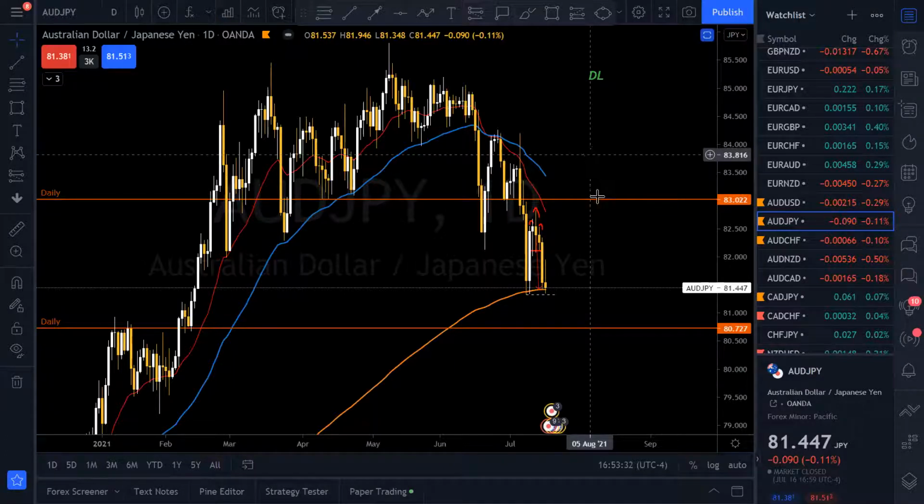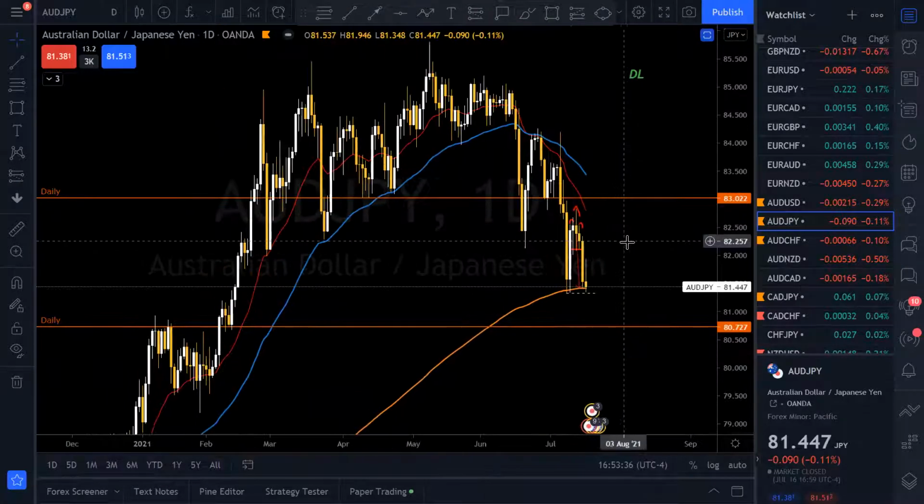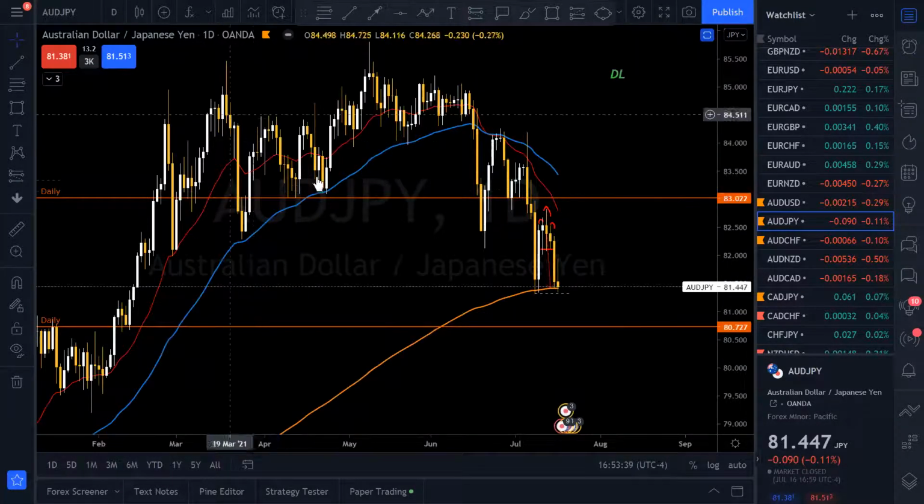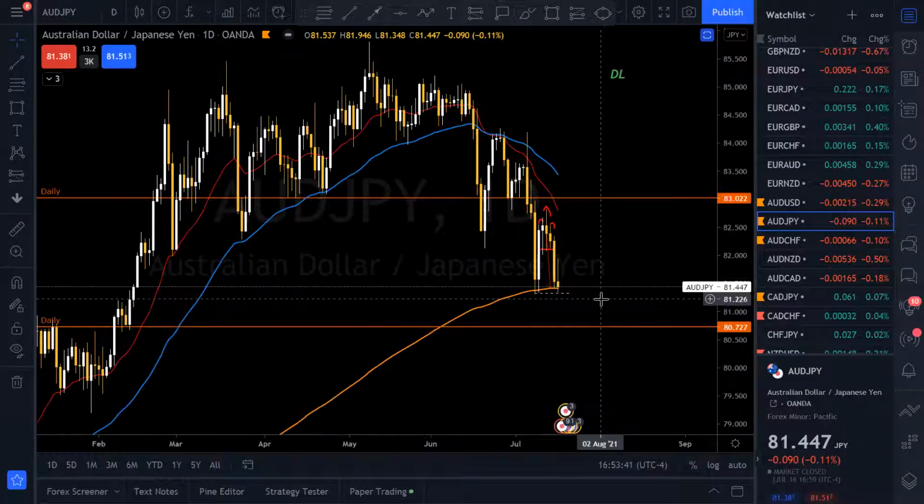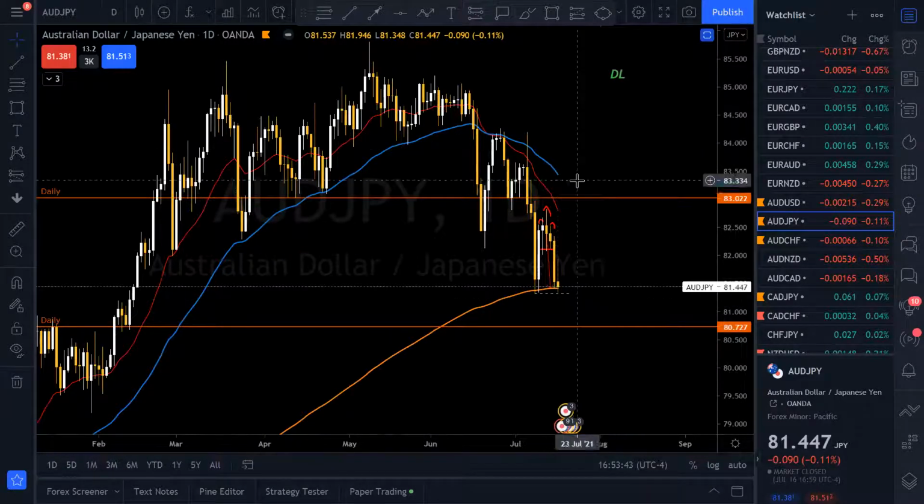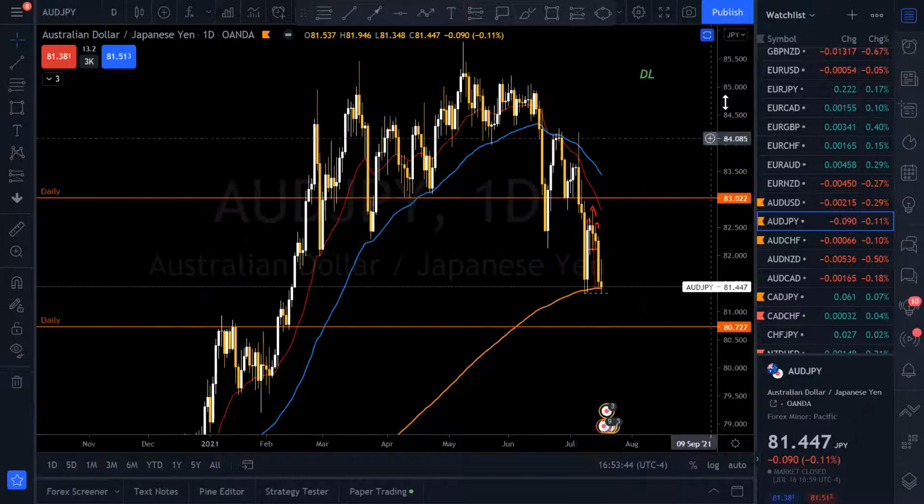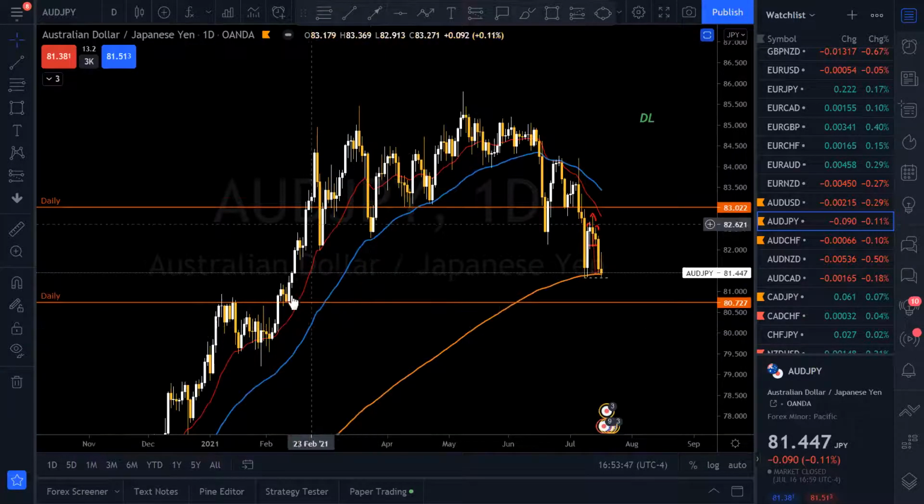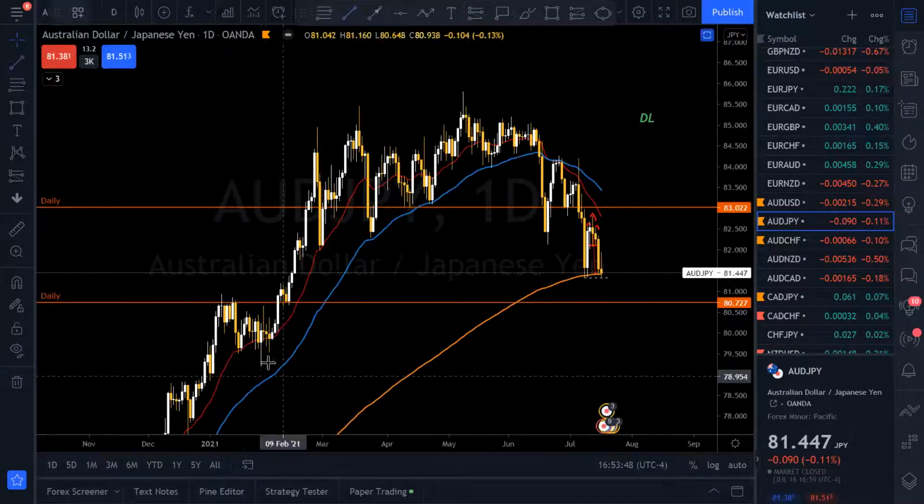This is Aussie Yen. All right, and I got some notes on this one. It's one of those markets. All right, but I am bearish on this market. Why would I be bearish on this market? Look at it.